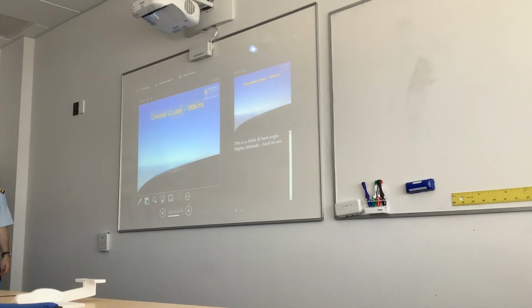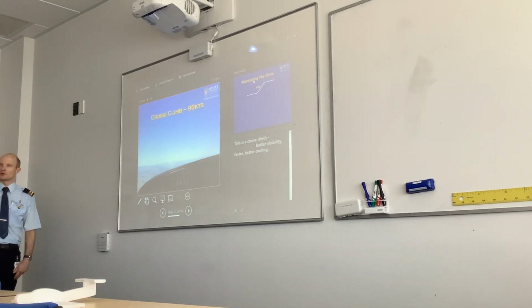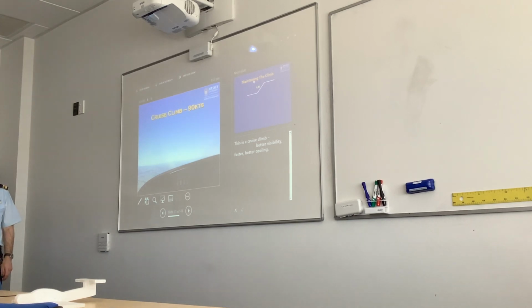What about cruise climb? So when do we use that? See if they remember. Oh yeah, when we're not concerned with obstacle clearance or the time that it takes us to get to our altitude. At 90 knots, take a look at that. The attitude's fairly low, isn't it? That horizon is further up the windscreen. Visibility is good. The airspeed is higher, so the engine cooling is improved. And we're actually moving forward at a slightly faster speed.